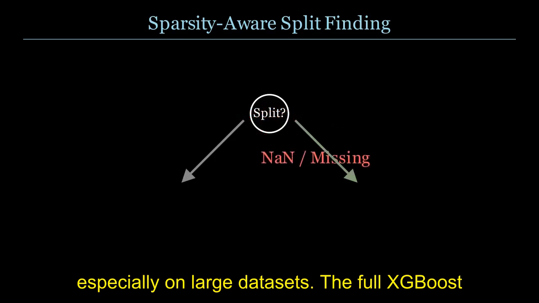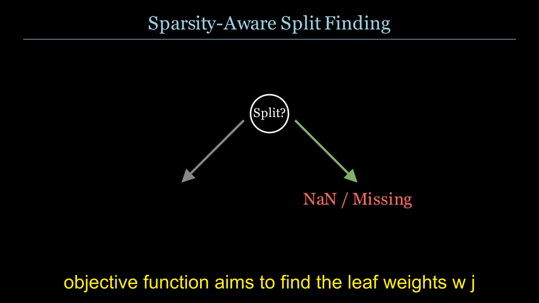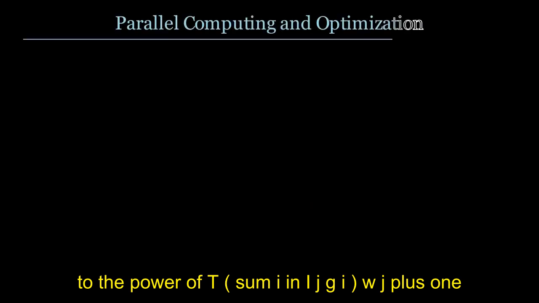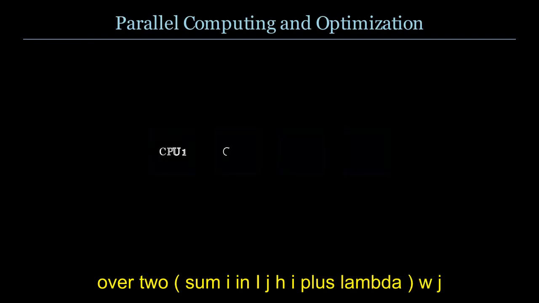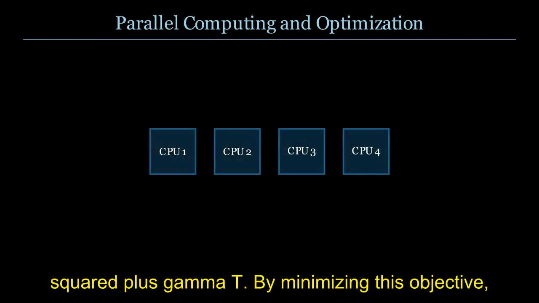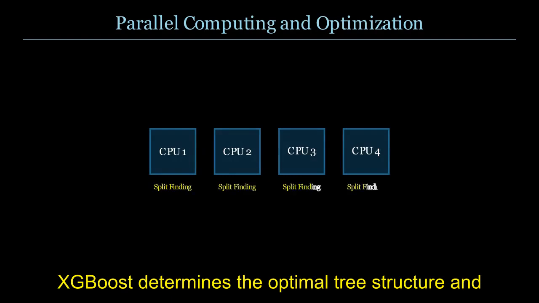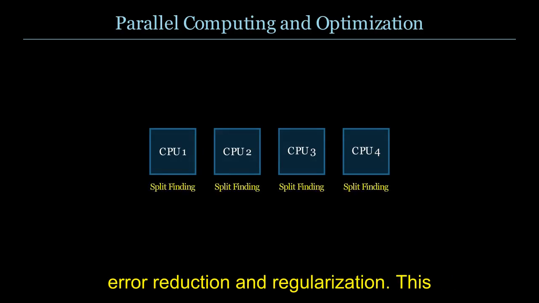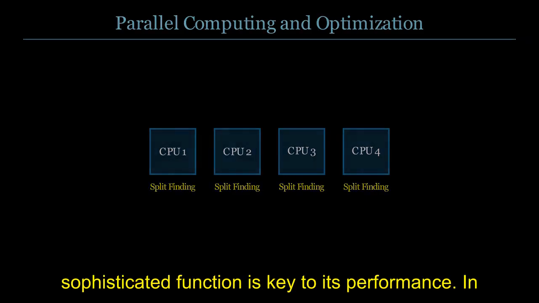The full XGBoost objective function aims to find the leaf weights w_j and tree structure that minimize the sum from j=1 to T of [(sum over i in I_j of g_i) w_j + 1/2 (sum over i in I_j of h_i + λ) w_j squared] + γT. By minimizing this objective, XGBoost determines the optimal tree structure and leaf predictions for each new tree, considering error reduction and regularization. This sophisticated function is key to its performance.